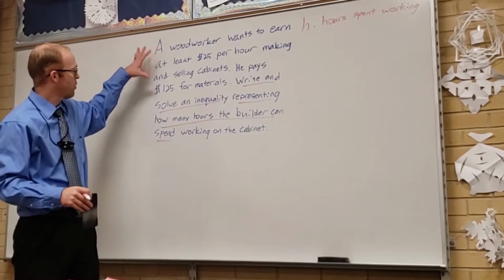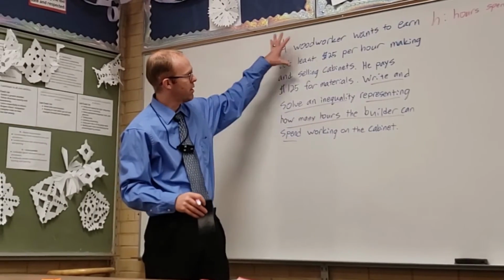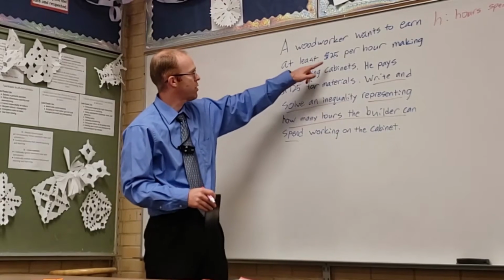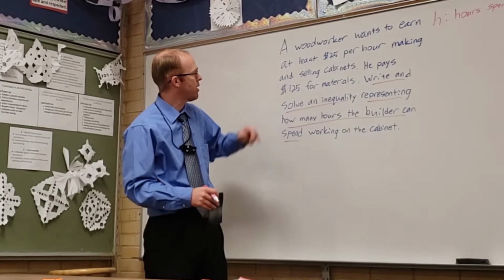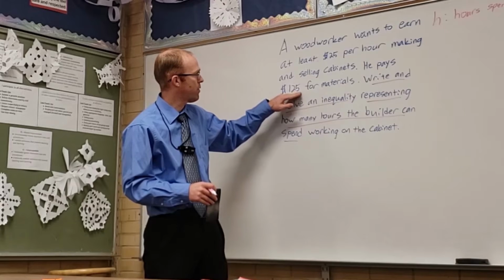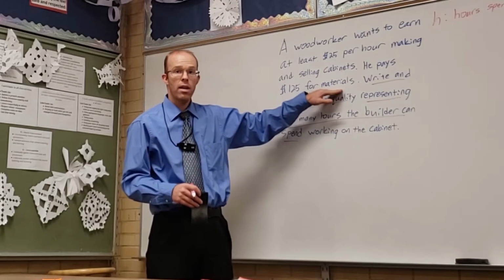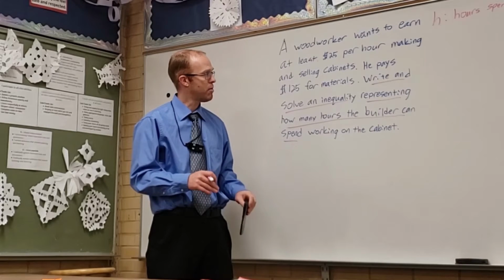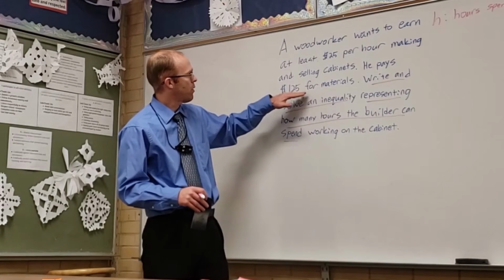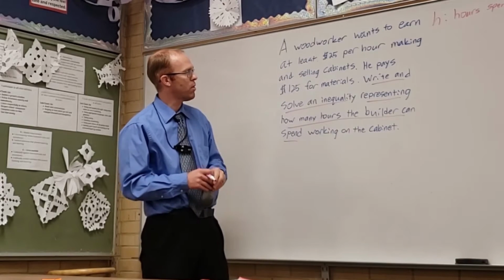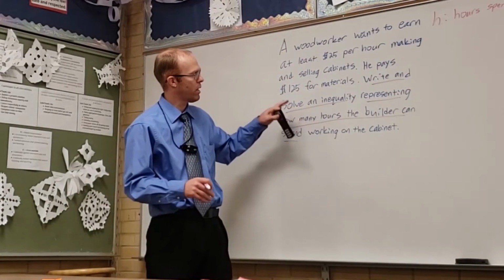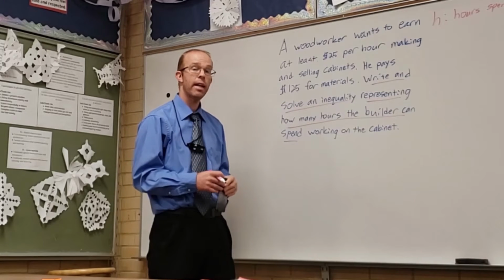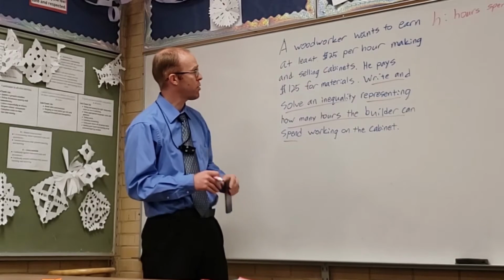Now, let's look through the rest of the question and see if we can relate this information to our hours spent working. So the woodworker wants to earn at least $25 per hour making and selling cabinets. He pays $125 for materials, and we are also given this picture that shows us the cost of the cabinet that he is making. So, how can we relate hourly wage to the hours? Well, let's start to organize our thoughts in an inequality, and then we can see if we can figure out how to calculate those things using our H, the hours spent working.